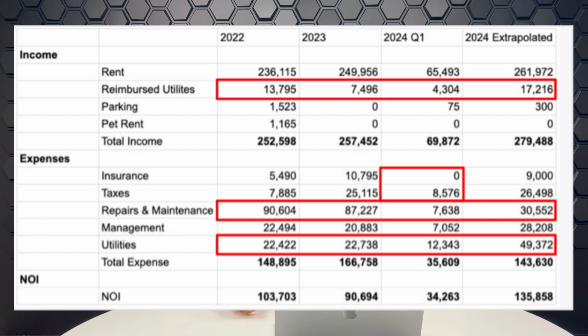So I just highlighted that because they didn't account for it, because they hadn't paid it yet for 2024. Taxes, they hadn't paid in full yet, so that's something to look at as well for 2024. And then the big thing is repairs and maintenance.